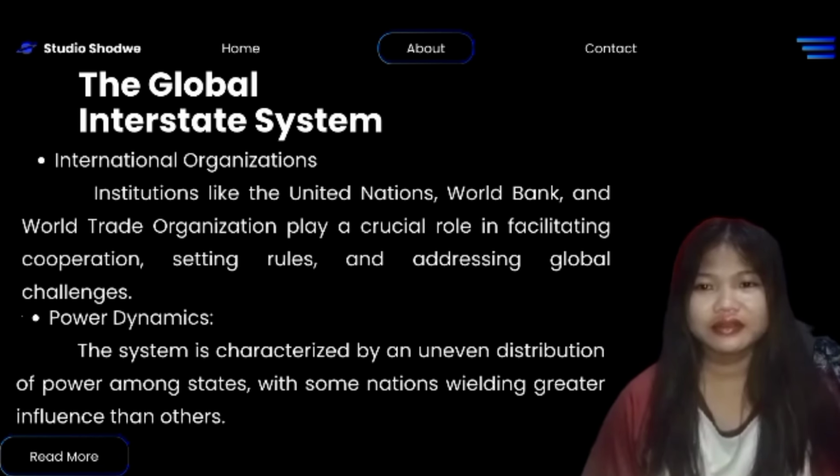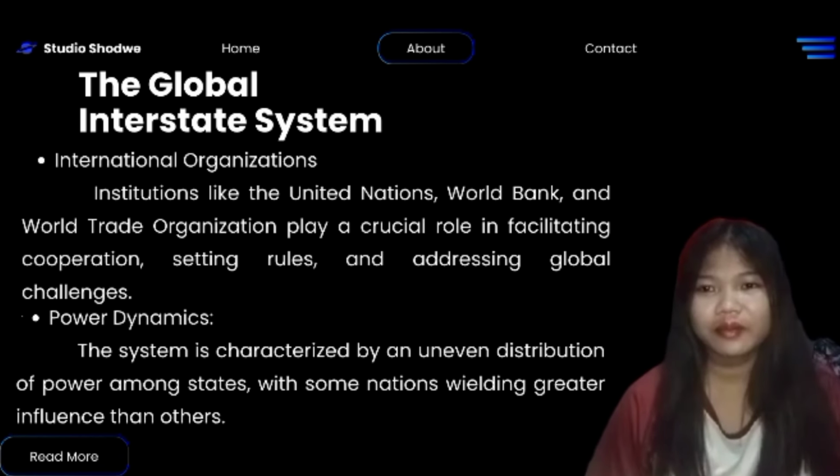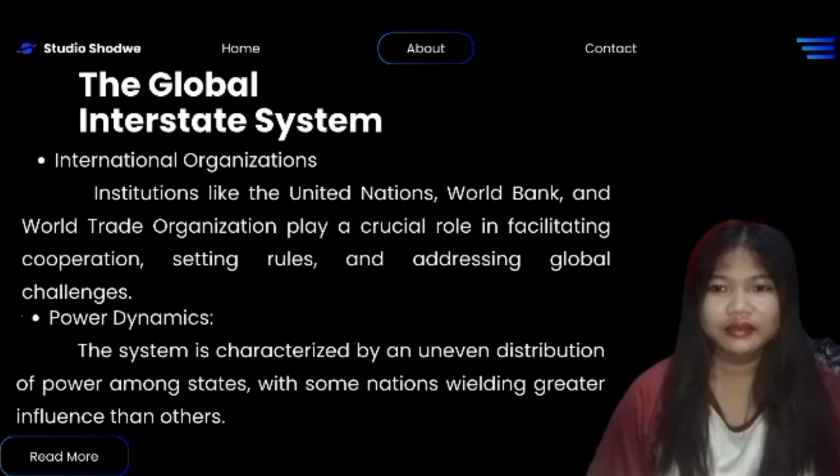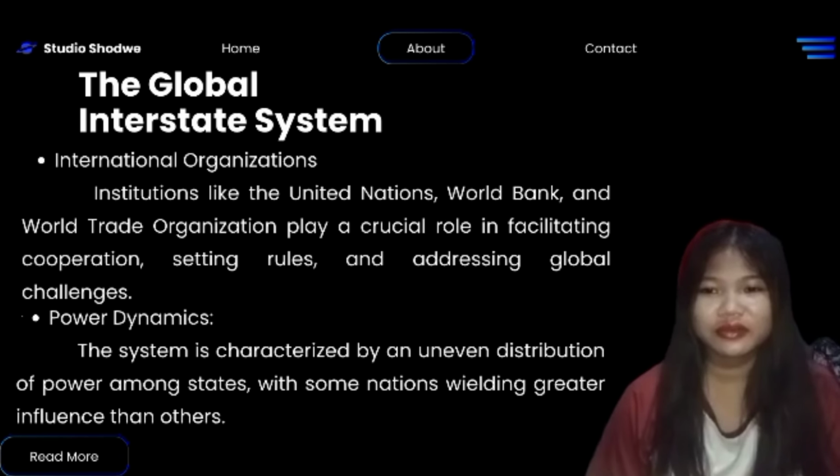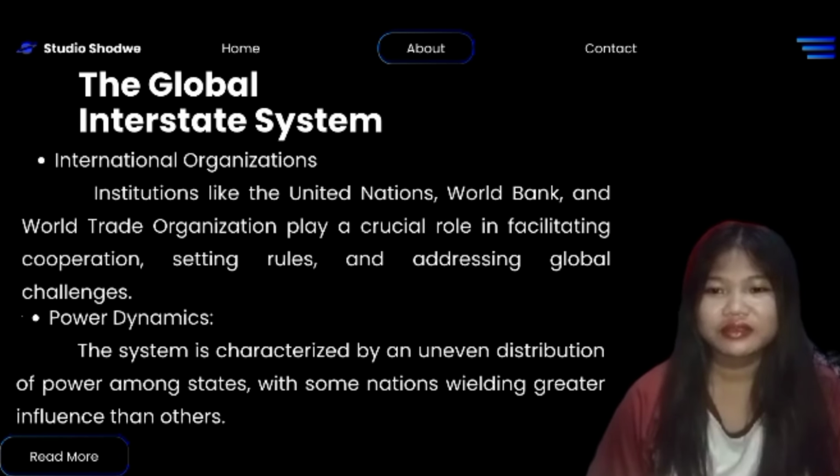What are the dynamics? The system is characterized by the uneven distribution of power among states, with some nations wielding more influence than others. Not all countries have equal power or influence in the international system. Example, the United States has more global influence than smaller countries like Bhutan due to its economic and military strength.